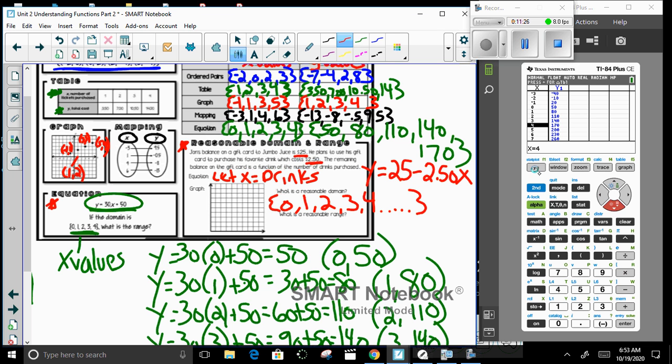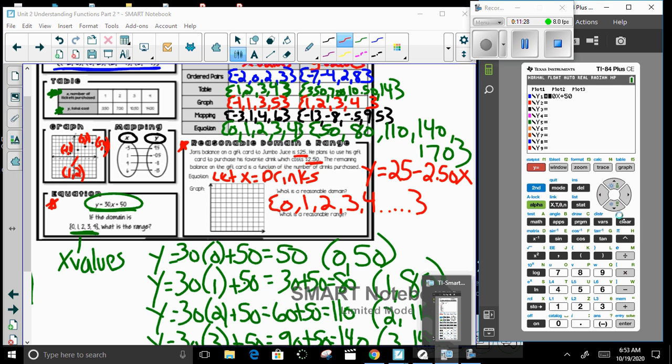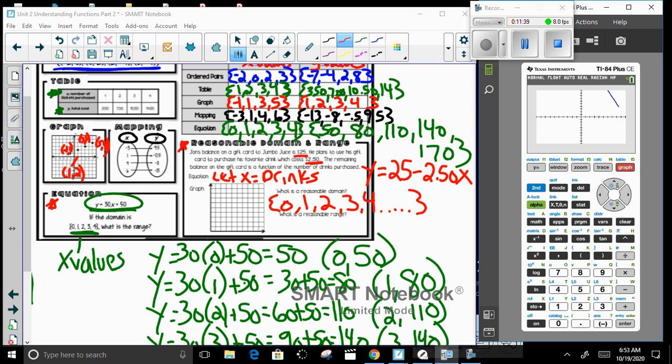Okay, what's the reasonable range? Well, let's go over to our y equals. And if I type in 25 minus 2.50x, that's what my graph looks like. So it's going down, it's a negative slope. Let's go to the table. So second graph to get to the table. Remember, he's not going to purchase a negative amount of drinks, so I don't want to look at the negatives.